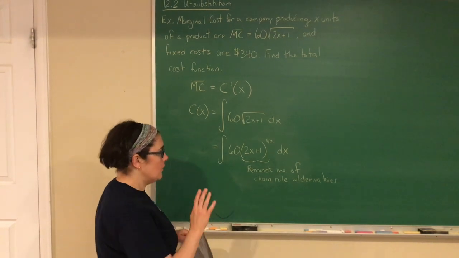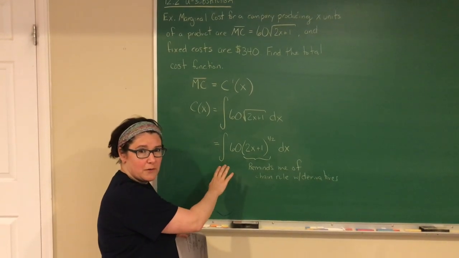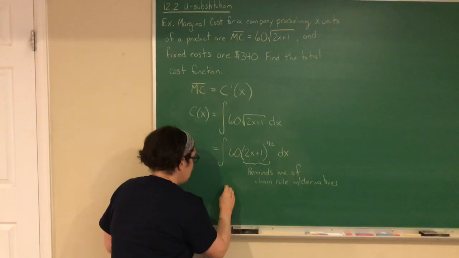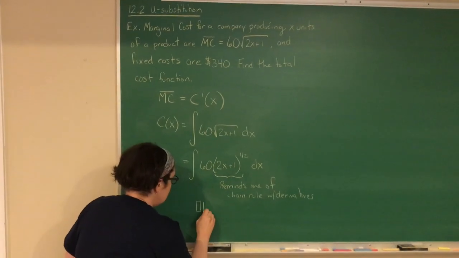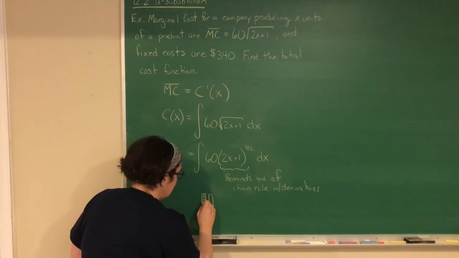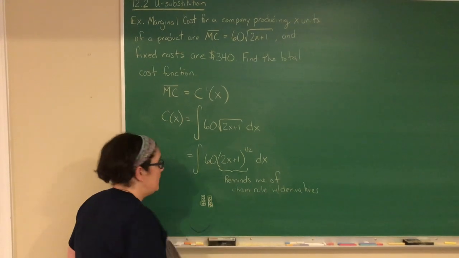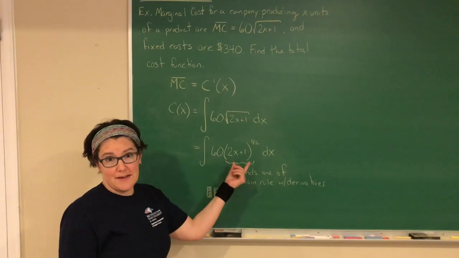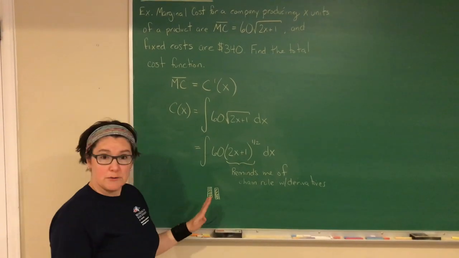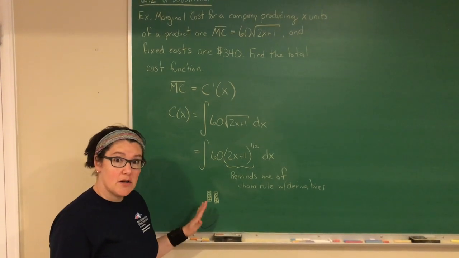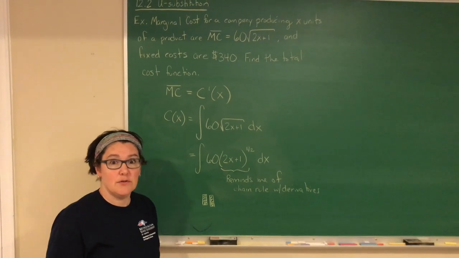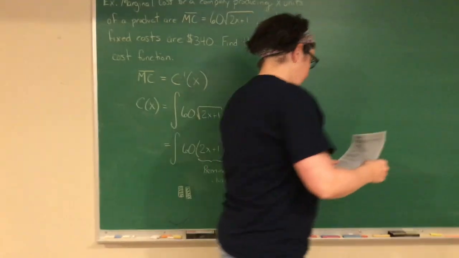And so we actually can't go forward with this at the moment. We're going to have to put this problem on hold because we need to learn a new technique for finding antiderivatives of functions where we have a fancy inside. So we're going to put this problem on pause, and I want to talk to you about this technique called U substitution. Okay.